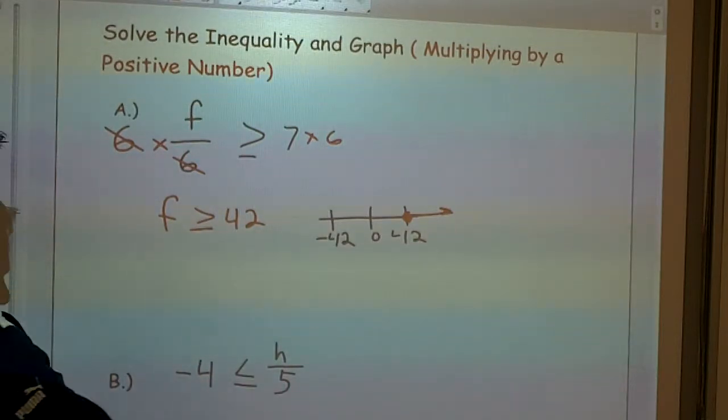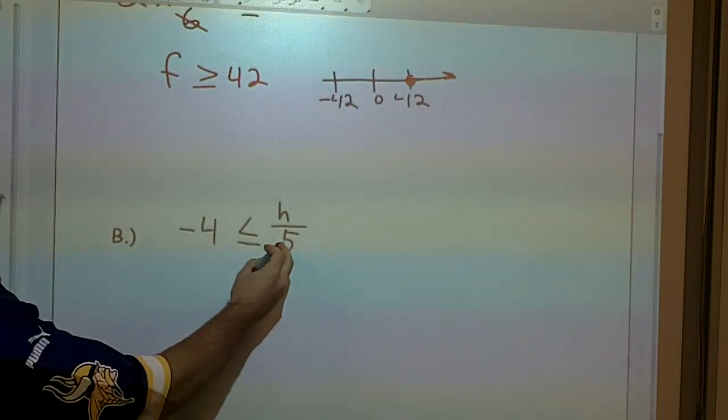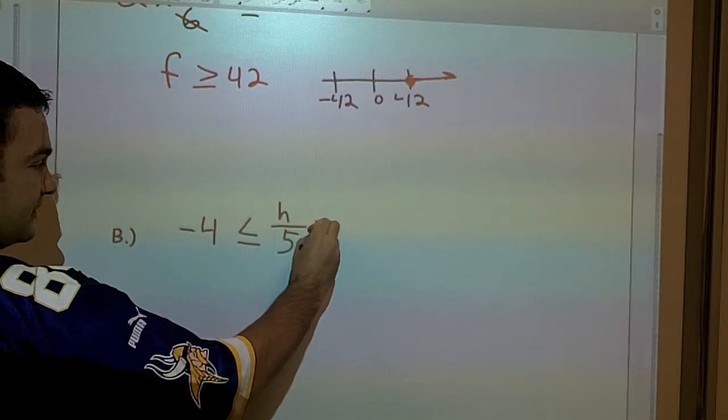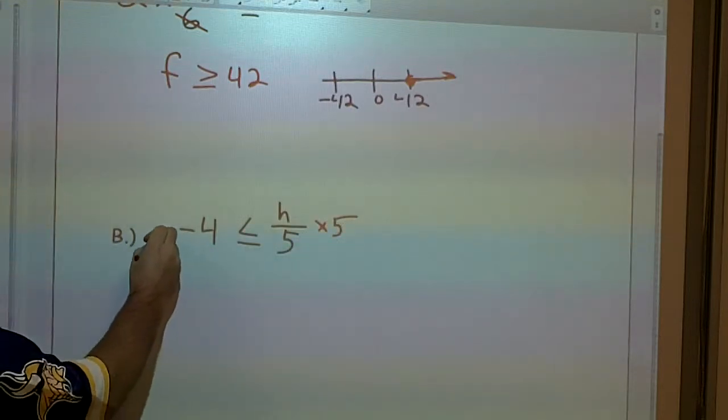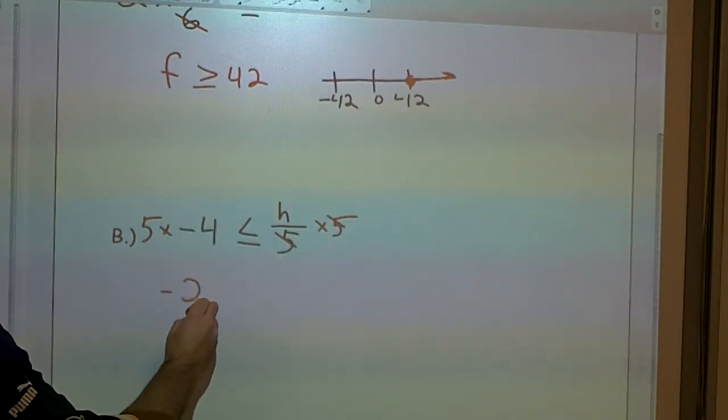Letter B, negative 4 is less than or equal to h over 5. Negative 4 is less than or equal to h over 5. So again, we've got to cancel off our division of 5, or our fraction, by multiplying by 5. Multiply this side by 5. We get cancellations that go on. 5 times a negative 4 is a negative 20.